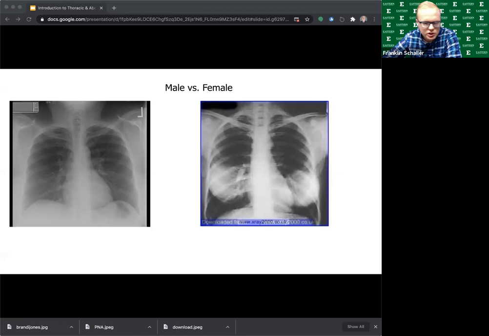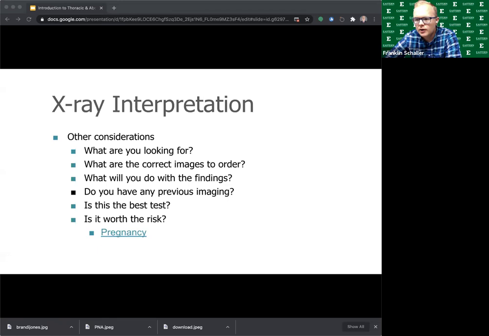And there's other considerations when thinking about interpretation of chest X-rays as well. So what are you looking for? What are the correct images to order? What are you going to do with the findings, whether they're abnormal or normal? Do you have any previous imaging on the patient, whether it's in their chart or perhaps getting in touch with one of their providers? Is this the best test to use in the circumstance? For example, if you think your patient has a pulmonary embolism, are you going to order a chest X-ray to look for that? I don't think you'll see a pulmonary embolism on an X-ray. And is it worth the risk? Thinking about, is the patient pregnant? And do they have any other risk factors for too much radiation exposure?